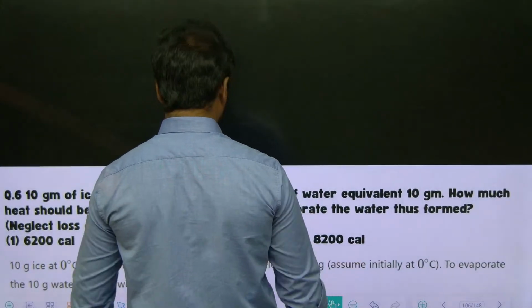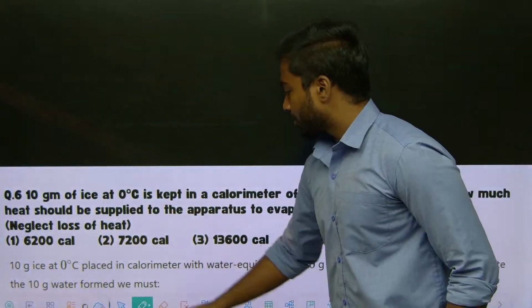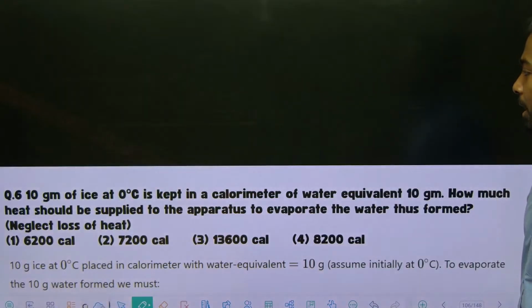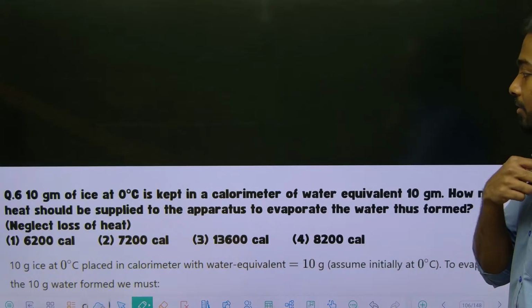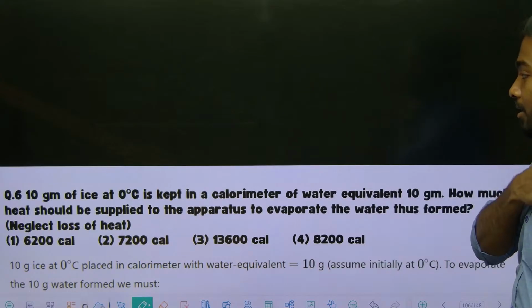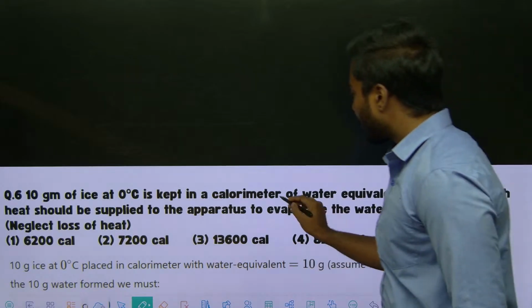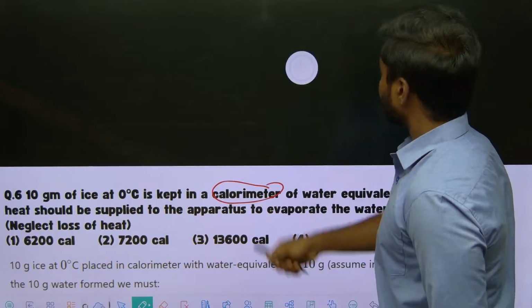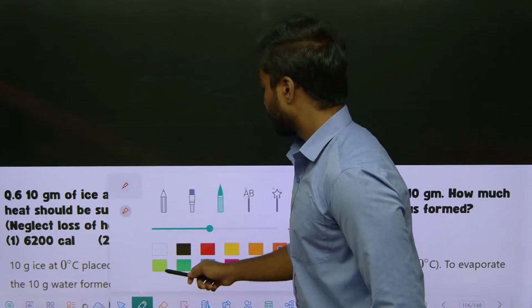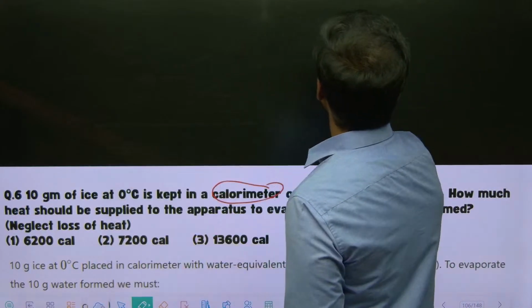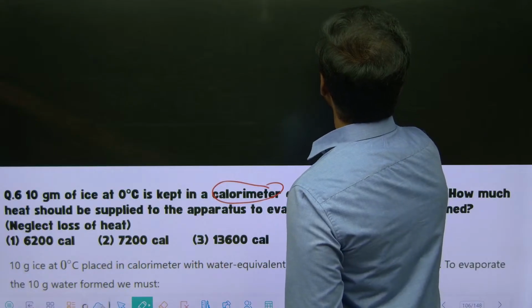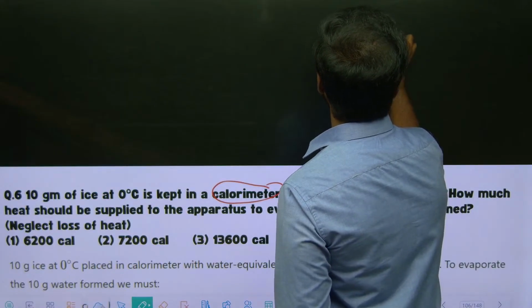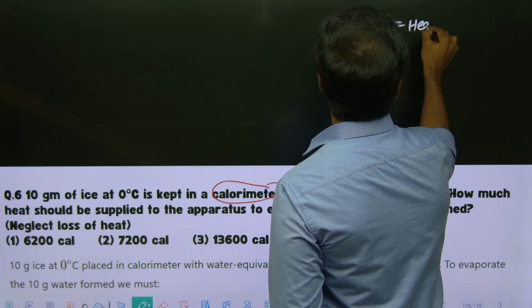Yeah, I guess the question is clear now. A 10 gram of ice at 0 degrees Celsius is kept in a calorimeter. Okay, so calorimeter in the sense, what we should do: heat gain is equal to heat loss.